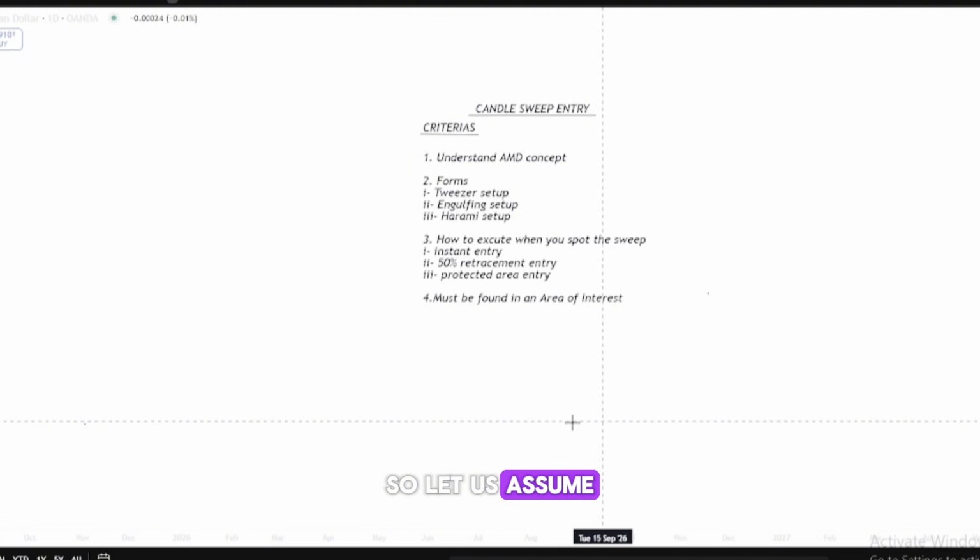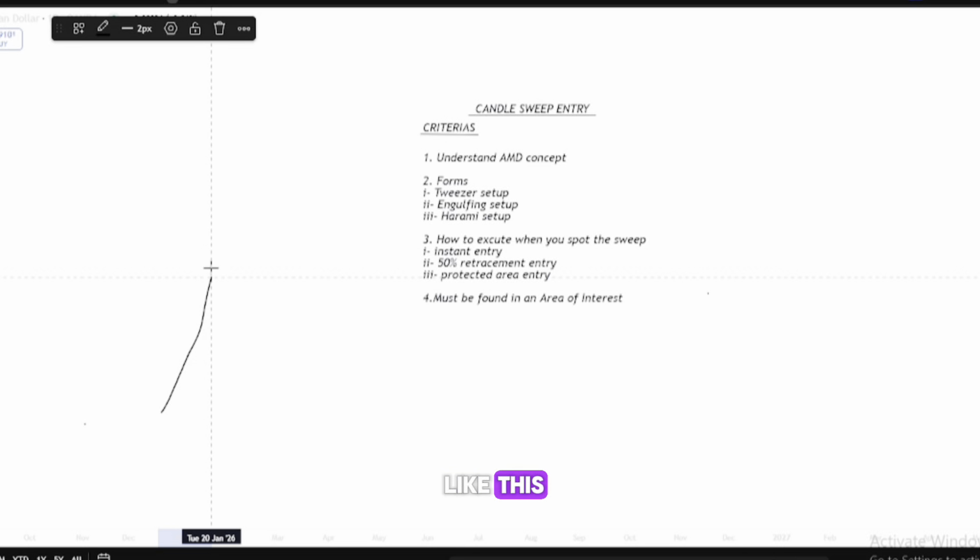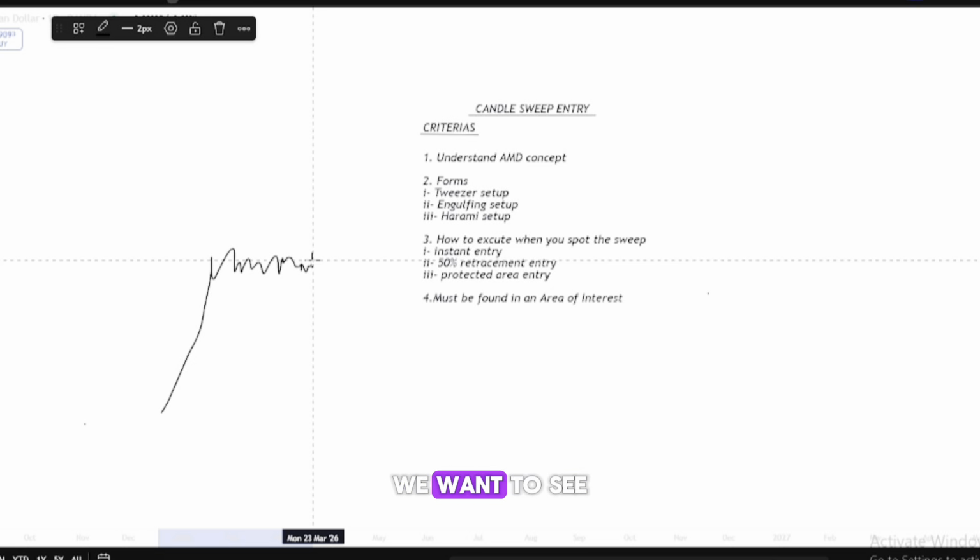So let us assume we have something like this. The market is giving us this kind of accumulation, right? AMD stands for accumulation, manipulation, and distribution. So let's assume we have this manipulation. Normally after an accumulation like this, we want to see price break out, right? And either move to the upside or to the downside. So let's assume the price is moving to the downside.